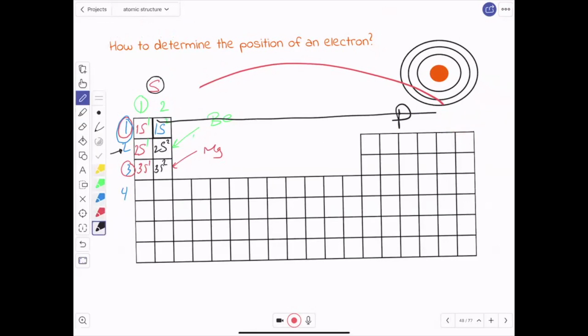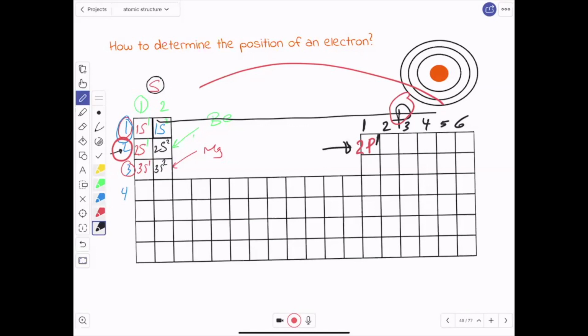So let's try boron. I number the P block separately: 1, 2, 3, 4, 5, 6. All right. Now, what do I do here? I say it's gonna be P, because it's in the P block. Which period am I in? I am in 2. All right, so that's period 2. And which group in the P block? It's group number 1. So that is gonna be the electron configuration of boron.